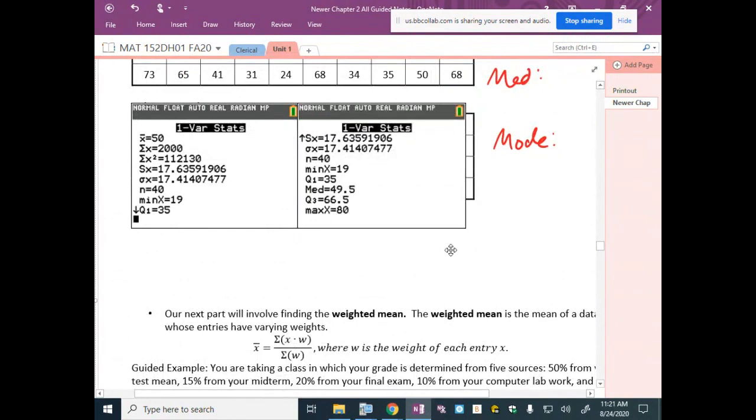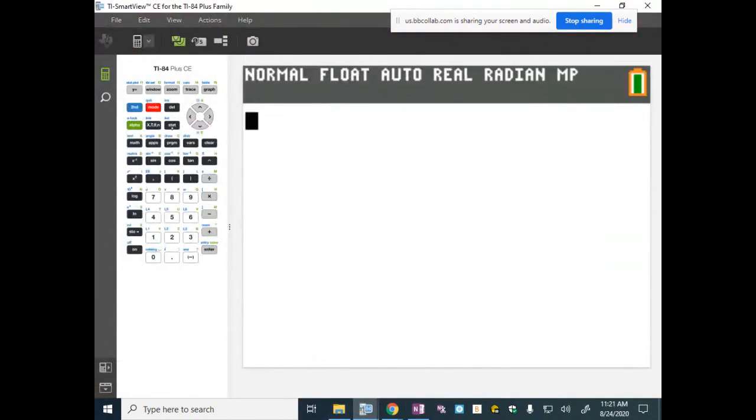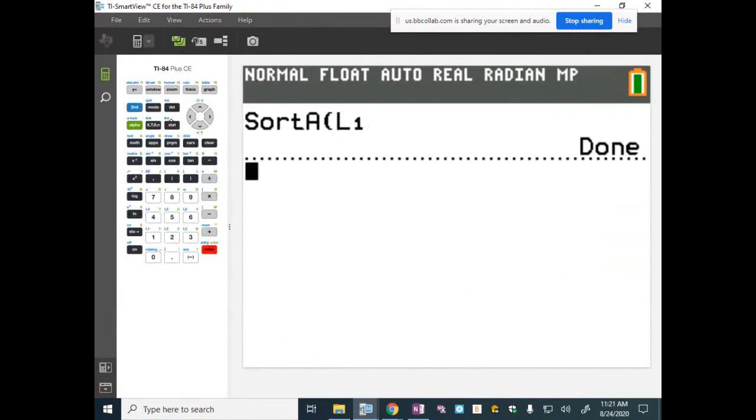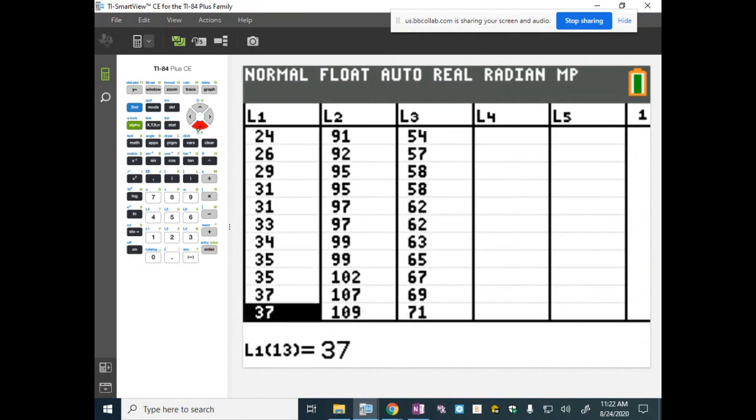So now we need to figure out the mode. Now, one thing we can do, let's sort that data that's in L1. And let's see if we have any repeats. Well, so far we have a repeat of 35. So 35 occurs twice. Oh, we do have 37 occurring 3 times. So far we have a mode of 37. Let's see if we have anything else occurring 3 times.